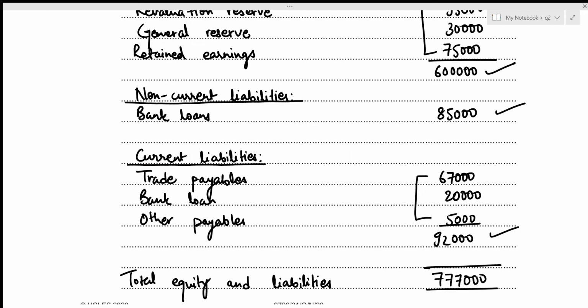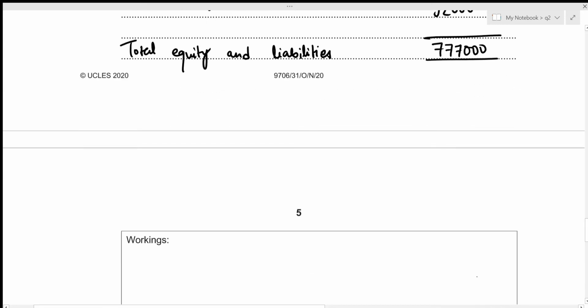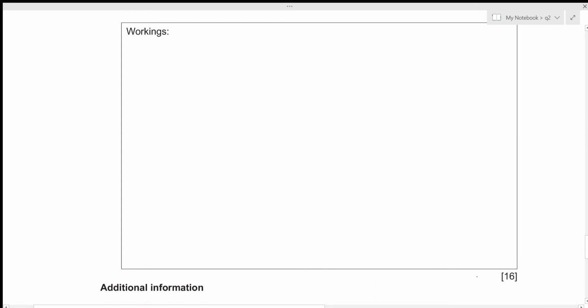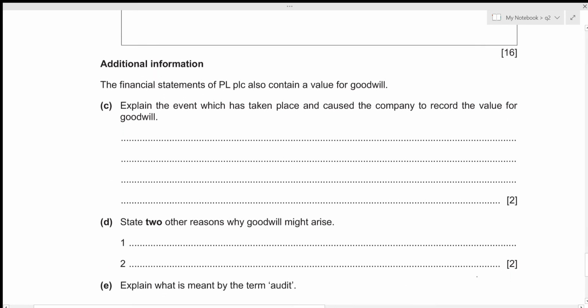Okay, so this concludes our extract from Statement of Financial Position as well as the second part of this question. Now we can move towards the third one. Okay, we are given the working section. So instead of scribbling all over the question paper like I did, you guys should be showing all of your workings in this particular box. We are given additional information.